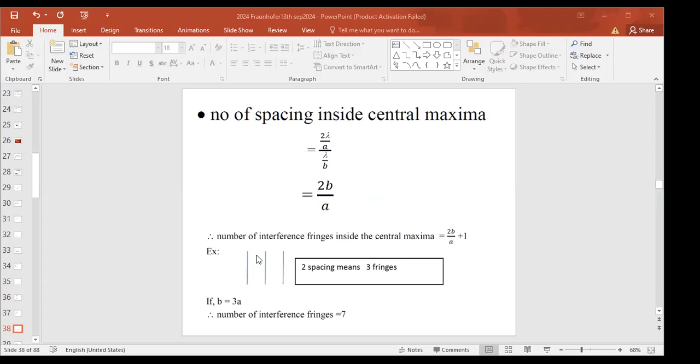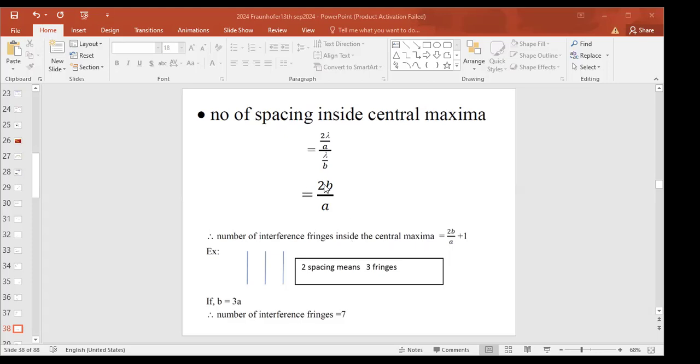So if we have, for example, two spacings, that means we have three fringes. If we have five spaces, that means six fringes. So the number of independent fringes inside the central maximum must be, this is the spacing, this distance, right? Should be that into one, plus one. So if you have two spaces, that means three fringes, right? Otherwise, you cannot consider the two spaces, no? So if you have three spaces, that means four fringes. So likewise, you can calculate number of independent fringes inside the central maximum.